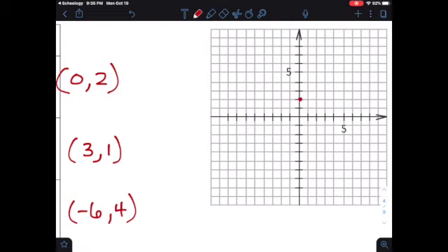The next one is (3, 1). The next one is (-6, 4): 1, 2, 3, 4, 5, 6, and 4, 1, 2, 3, 4. And if you think about this, you can actually see we can connect them, and then it will go through right there.